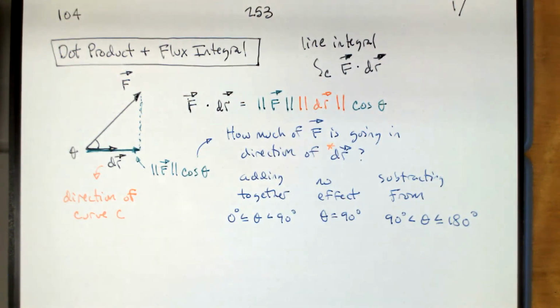If the angle theta is greater than 90, less than 180, that means the vector field is going in the opposite direction of the curve. So we're trying to walk along the curve, and the vector field is pushing against us. Starting from minimally pushing against us when theta is greater than 90 to going exactly in the opposite direction when theta is equal to 180. So imagine yourself walking along the curve, and think of the vector field as the wind pushing against you.